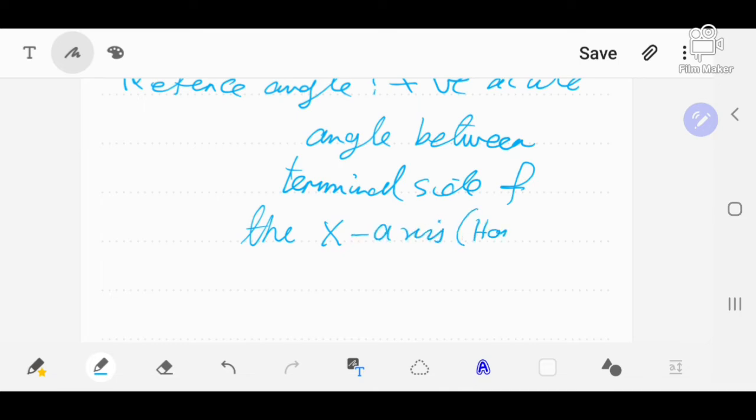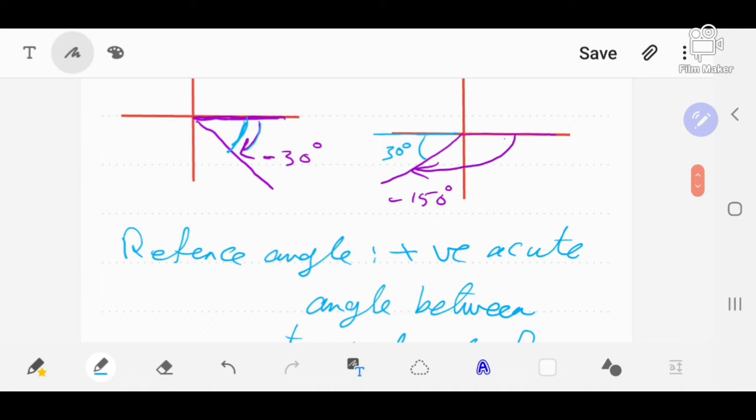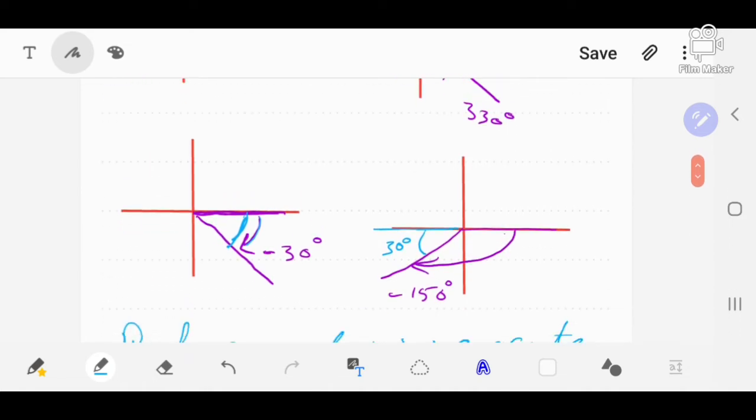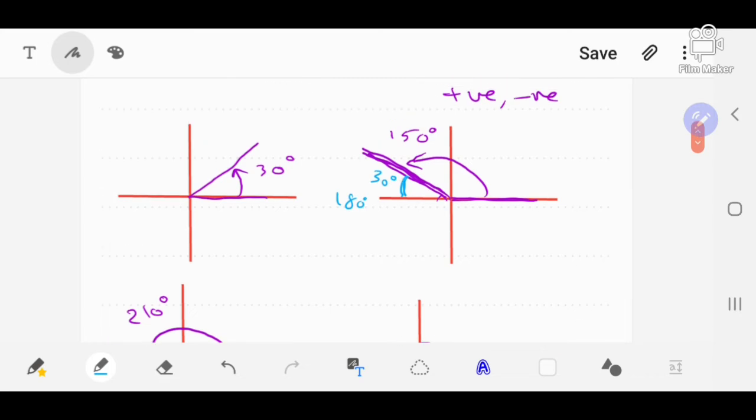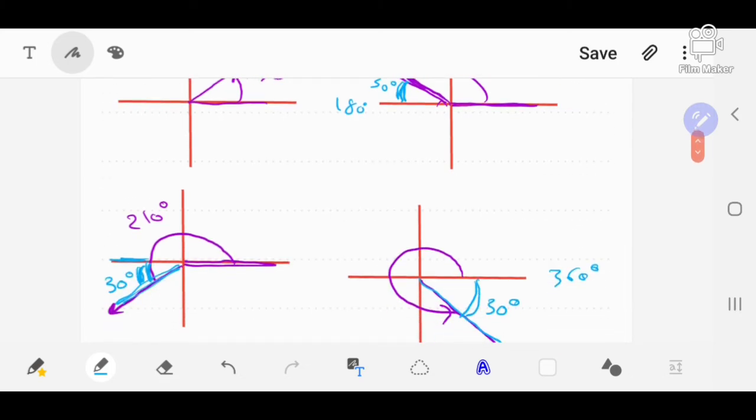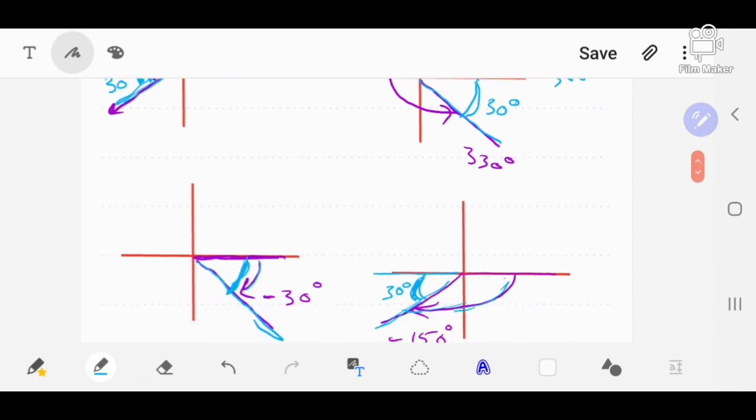Let's have another look at these. Look at this. Here is my angle, and the reference was between the terminal and the x-axis. Here I have this as a terminal, and the reference is between the terminal and the x-axis. Same thing here, between the terminal and the x-axis. So it's 30 degrees for all of the angles that I did. So 150, 30, 210, 330, negative 30, negative 150, all of these have the same reference angle, which is 30 degrees.